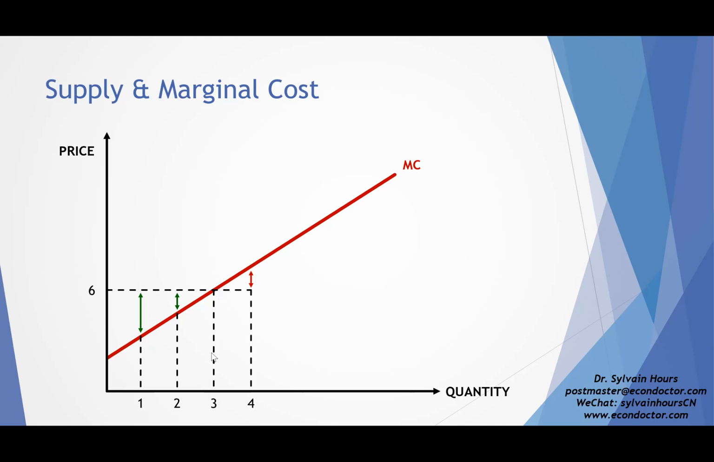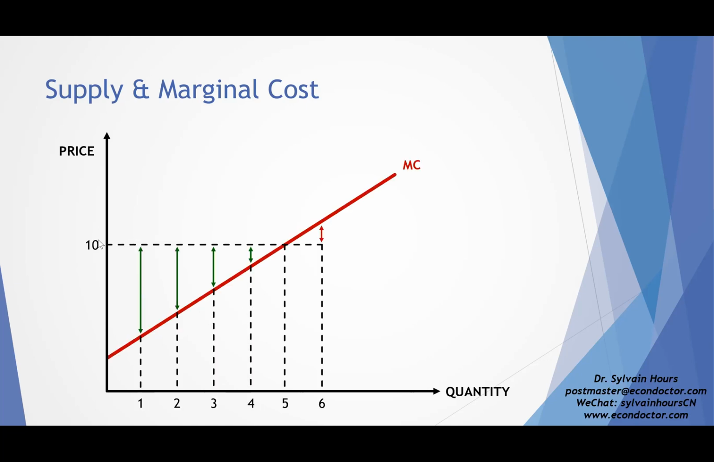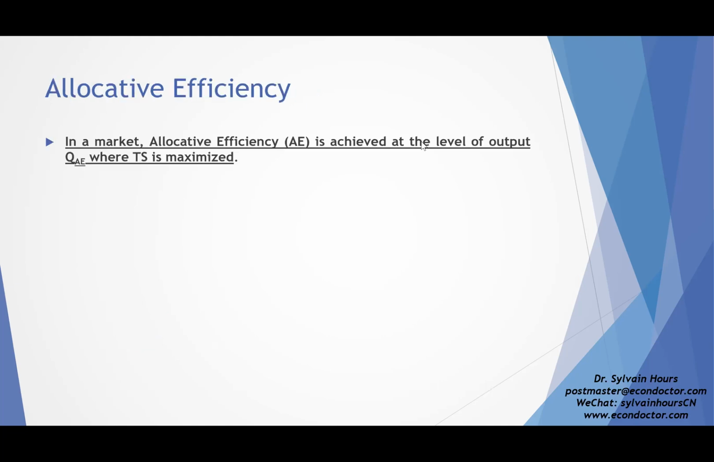I should stop here at the third unit. I should not produce the fourth unit because it costs me more than what I can get in exchange for it. So when the price is 6, the quantity supplied is 3. And same reasoning, when the price is 10, the quantity supplied is 5. So I have 2 points on my supply curve. And essentially the marginal cost curve is the same as the supply curve.